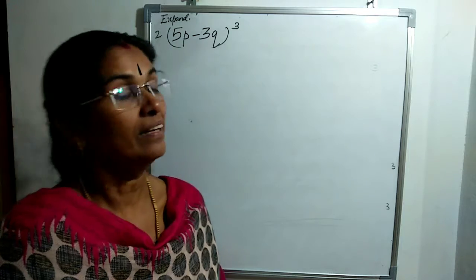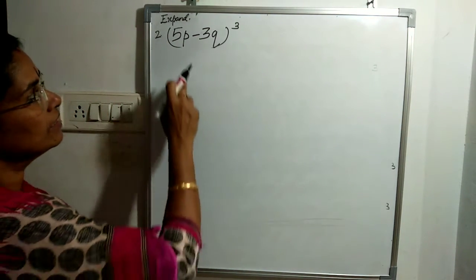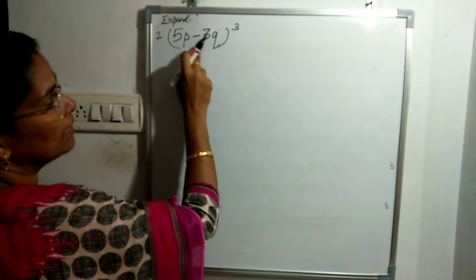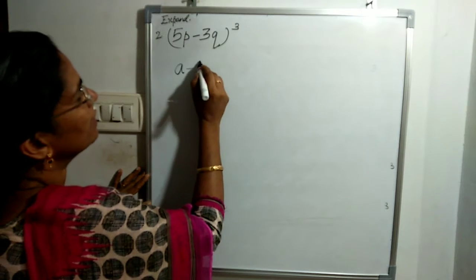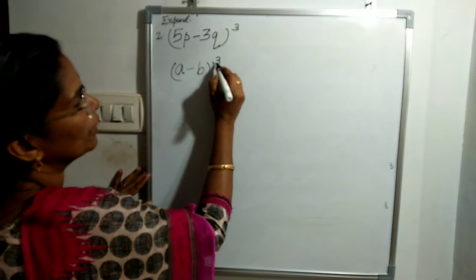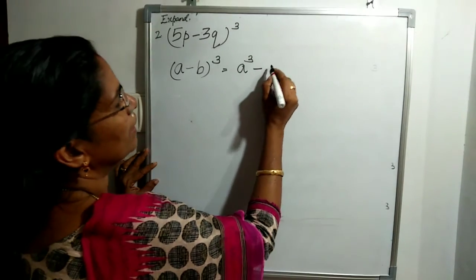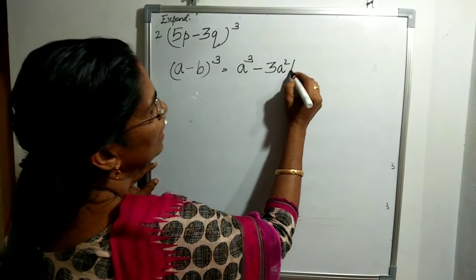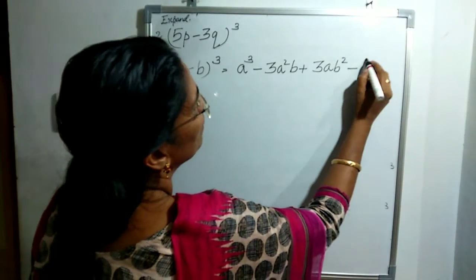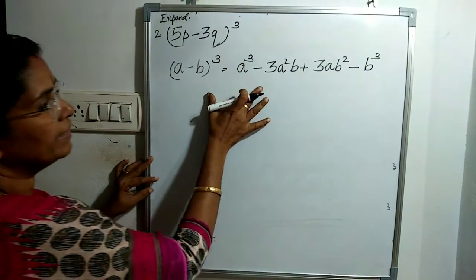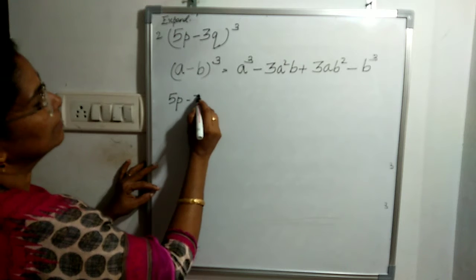Our second question: expand (5p minus 3q) whole cube. Here it is in the form A minus B. Since the sign is subtraction, we write the identity as (A minus B) whole cube. As we know, the identity is A cube minus 3A square B plus 3AB square minus B cube. This is the identity. Now substituting the values, same method.